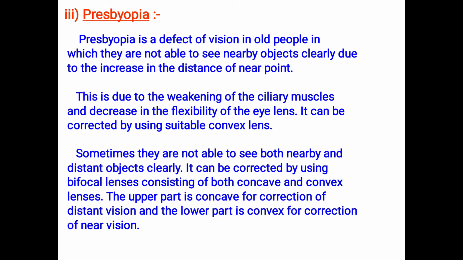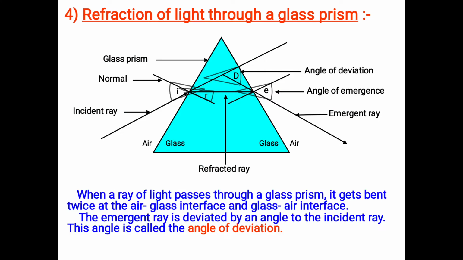Sometimes they are not able to see both nearby and distant objects clearly. It can be corrected by using bifocal lenses consisting of both concave and convex lenses. The upper part is concave for correction of distance vision, and the lower part is convex for correction of near vision, so it combines both effects.